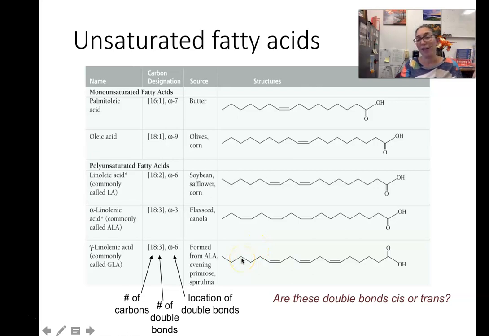So I could give you just the carbon designation and ask you to draw the fatty acid, or I could give you the carbon designation and ask you how many carbons there are, how many double bonds there are, or how many carbons away from the tail the first double bond is. So just know what that designation means. Or I might give you a fatty acid and ask you to give me the carbon designation. So can you count the number of carbons in the tail and count the number of double bonds, etc.